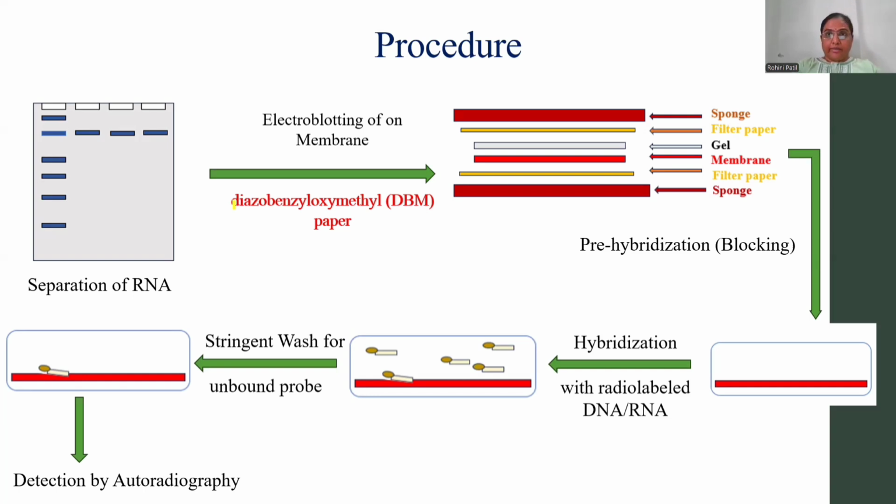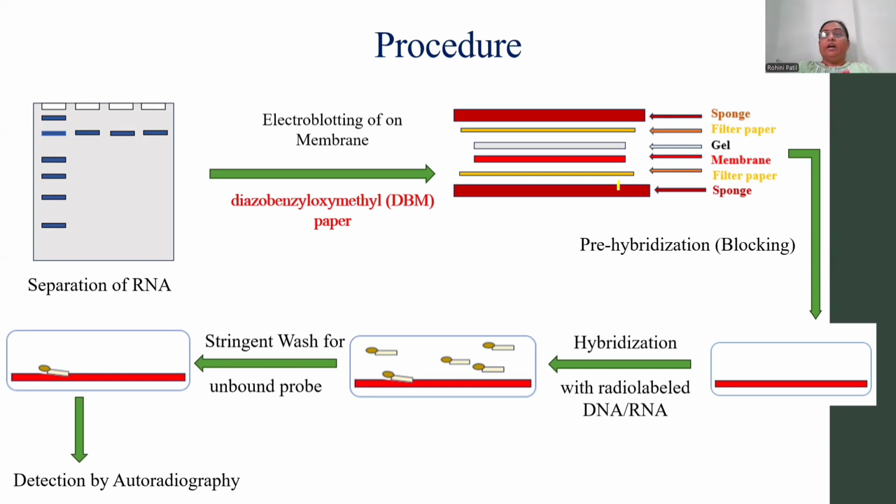Now, when you go for electroblotting, a cassette is made, and in this cassette there is a sponge, filter paper, and membrane. On the membrane the gel is placed, and again filter paper and a sponge. This cassette is kept into the electroblotting chamber, and the electric current is applied, which allows the transfer of the RNA bands over the membrane.